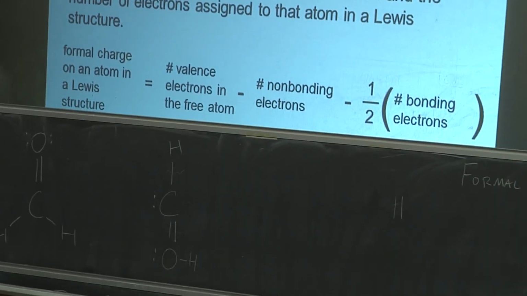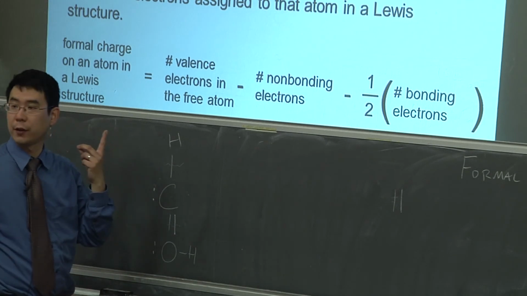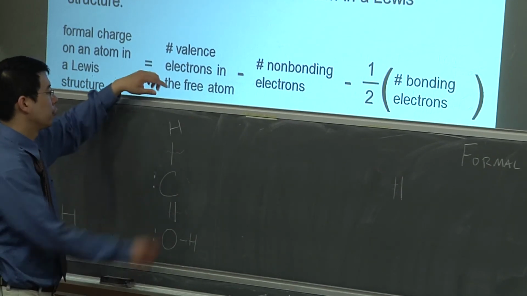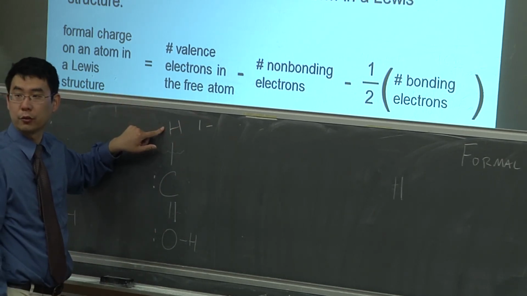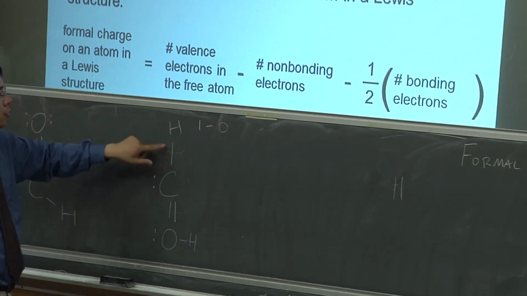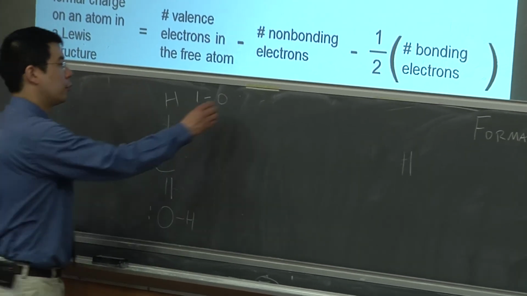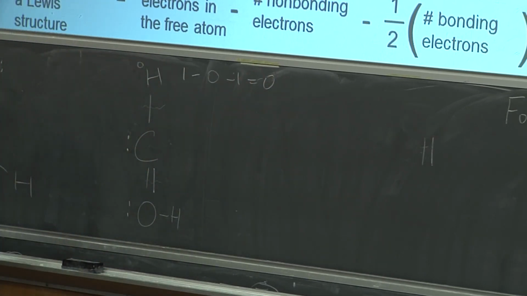Let's calculate the formal charge for the hydrogen. Hydrogen by itself has one valence electron, right? So it's going to be 1 minus 0 non-bonding electrons, minus 1, because it has two bonding electrons and half of that is 1. So 1 minus 0 minus 1 equals 0. So hydrogen is going to have a formal charge of 0.